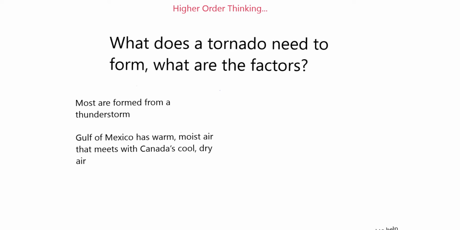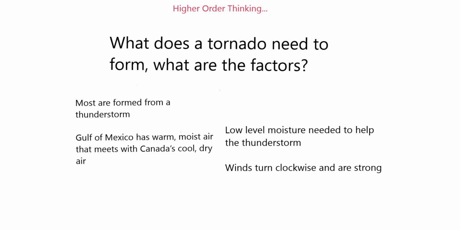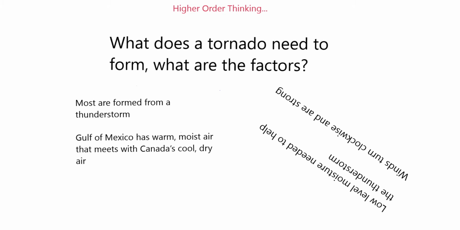Most tornadoes are formed from a thunderstorm. The Gulf of Mexico has warm, moist air that meets with Canada's cool, dry air. Low level moisture is needed to help the thunderstorm. Winds turn clockwise and are strong.